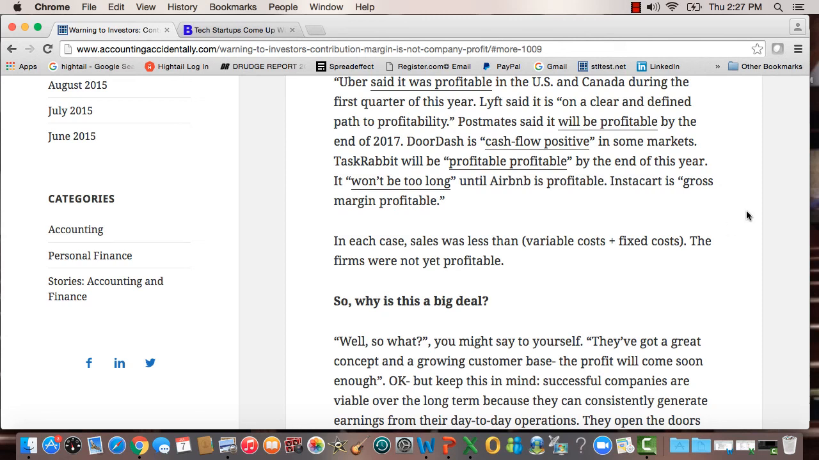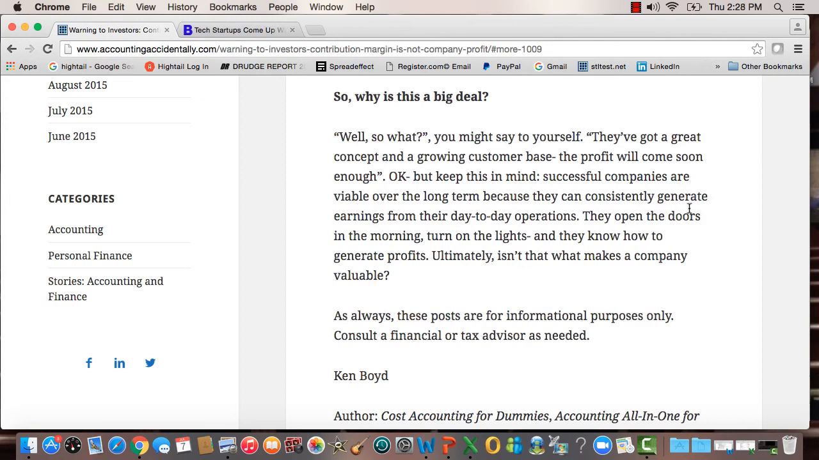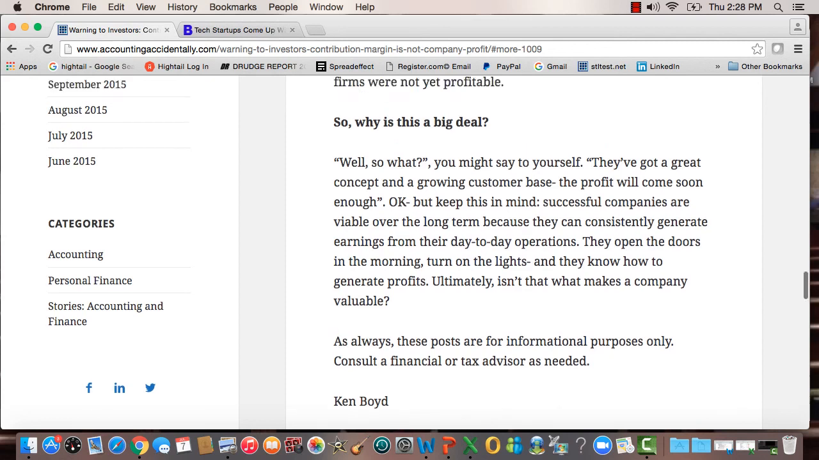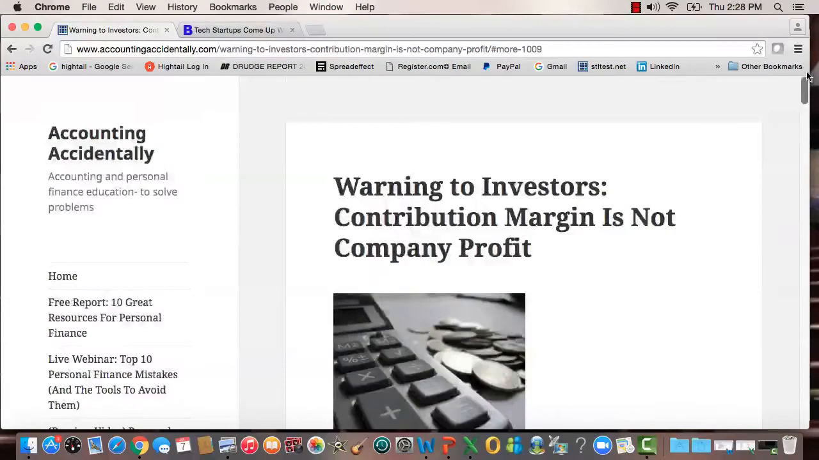So what's the big deal? Why do we go through this discussion? Because for a successful company to be viable over the long term, they've got to generate consistent earnings from their operations. So if you make blue jeans, you need to generate earnings from making blue jeans. If you happen to sell a building for a gain, that is a non-operating gain. That's not something you can replicate every single month. So as an investor, ultimately, we need to look for companies that can consistently generate earnings. And if you're generating earnings, that means you're covering all of your costs. So that's our discussion of contribution margin not being profit.